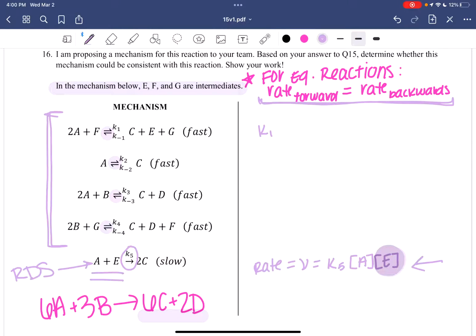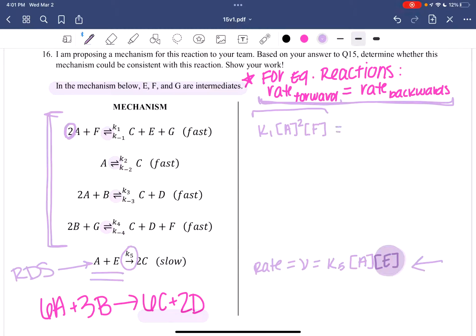And then it's multiplied by our first reactant A, and that's going to be to the second power because of that coefficient 2 that's out front of it. And then that's going to be multiplied by the other reactant F. And now this is the rate equation for the forward reaction. It's equal to the forward rate.